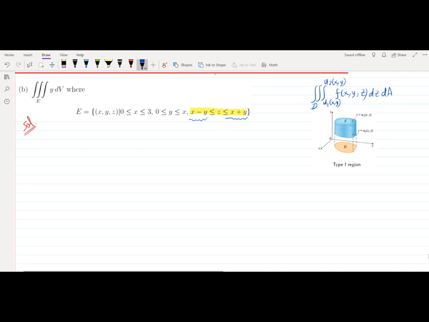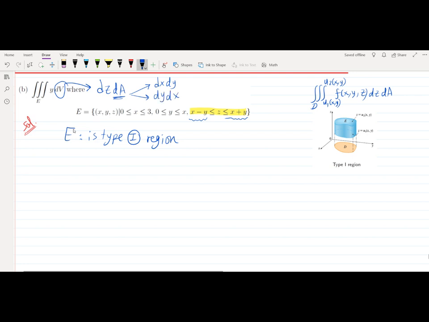And if you remember the type 1 region, which is shown here, this is the type 1 region, which is the integration of f of x, y, and z dz, where the limits are functions of x and y. Here also x and y, so this E, the region or the surface E, is a type 1 region. And then dV, this element, can be expanded as dz dA. And concerning dA, there are two options, dx dy or dy dx.